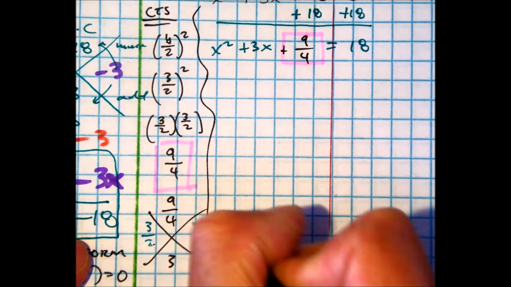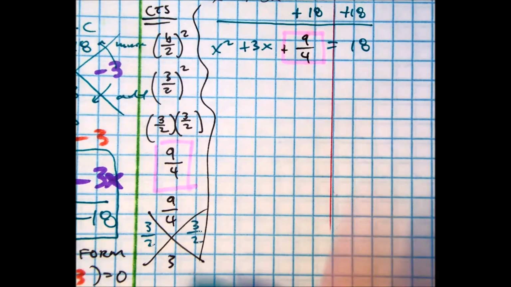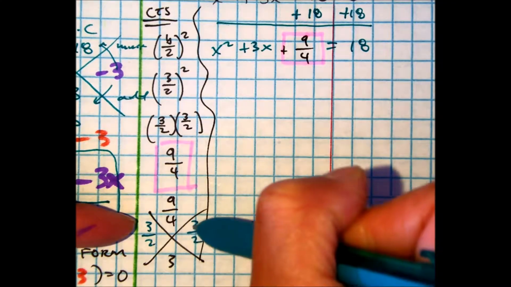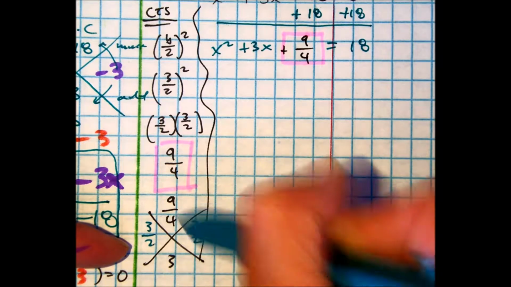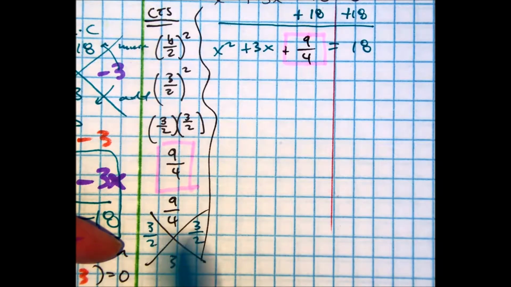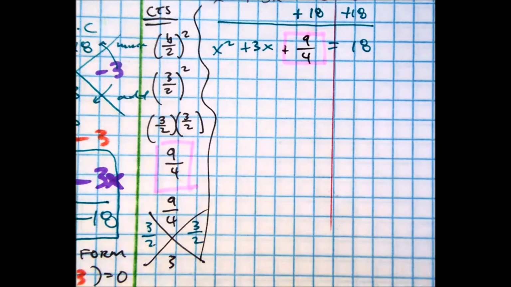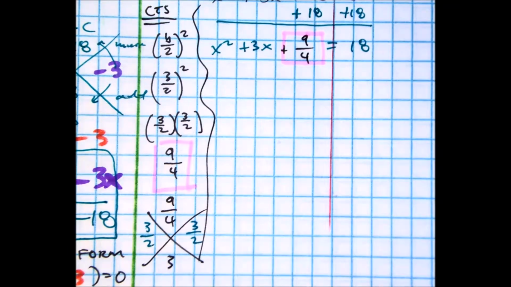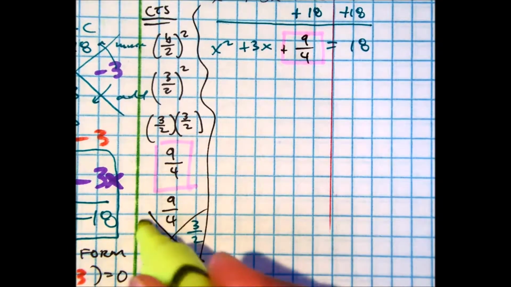It's 3 halves. If you multiply those, that's 9/4. And if you add those, that's 3 plus 3 is 6, and 6/2 is 3. Now I'll show you a quick trick. I think I showed that to you yesterday. If I did not, see it again.